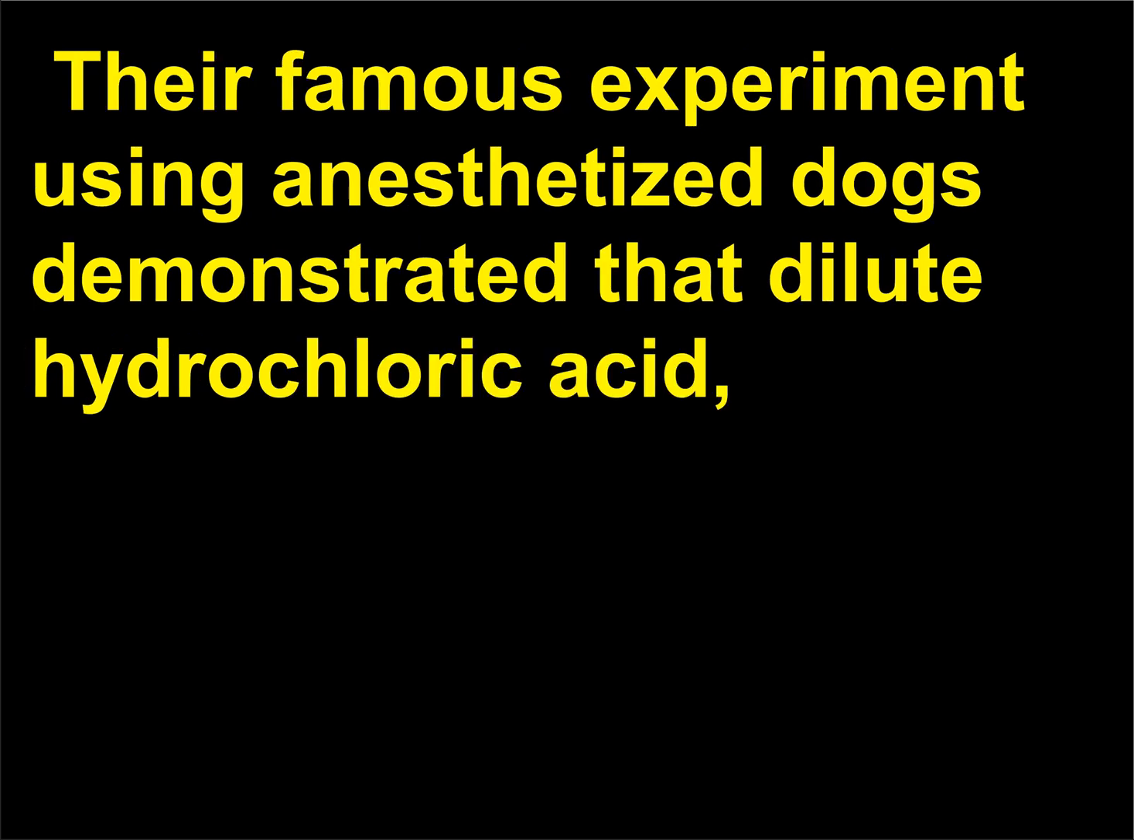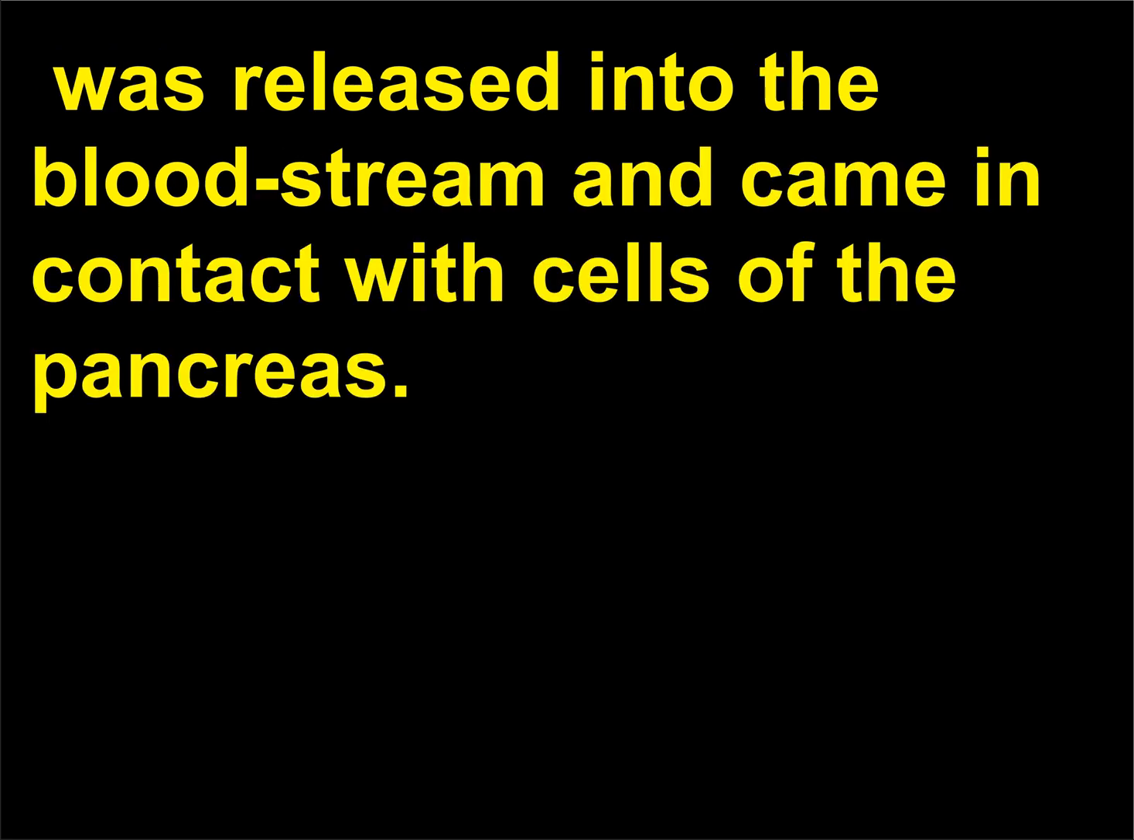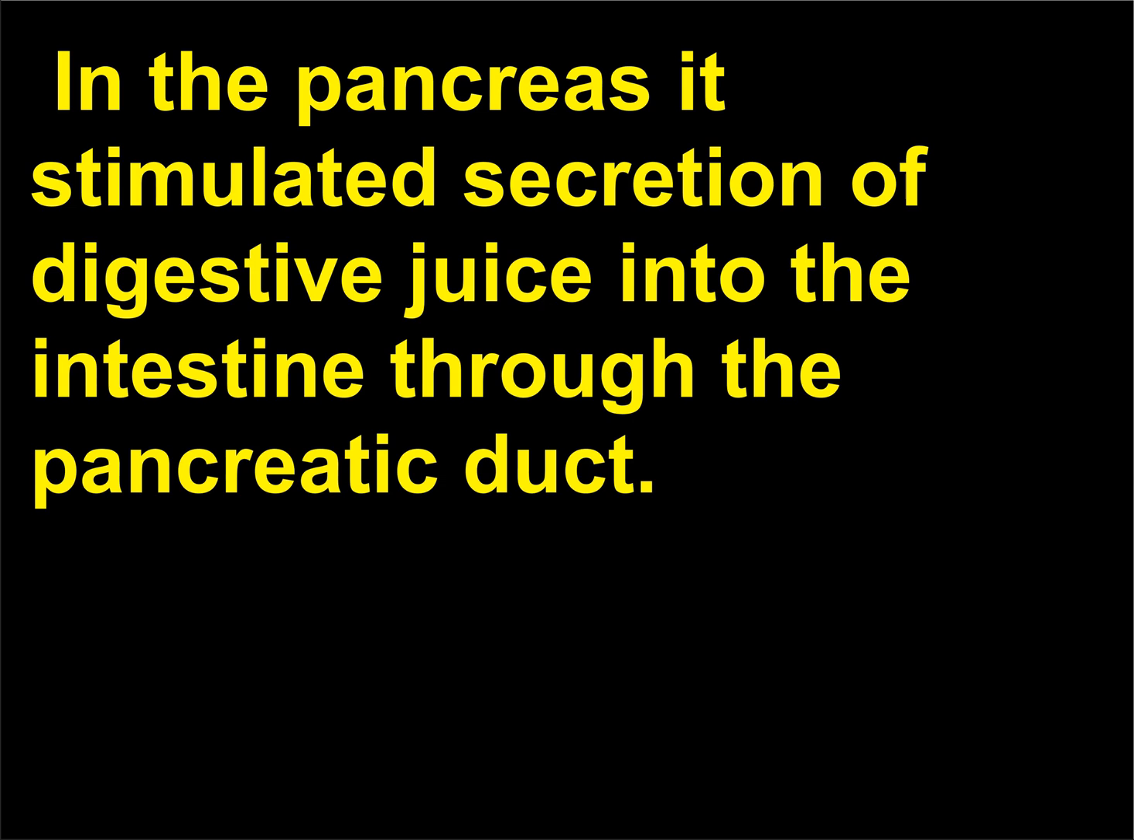Their famous experiment using anesthetized dogs demonstrated that dilute hydrochloric acid mixed with partially digested food activated a chemical substance in the duodenum. This activated substance, secretin, was released into the bloodstream and came in contact with cells of the pancreas. In the pancreas it stimulated secretion of digestive juice into the intestine through the pancreatic duct.